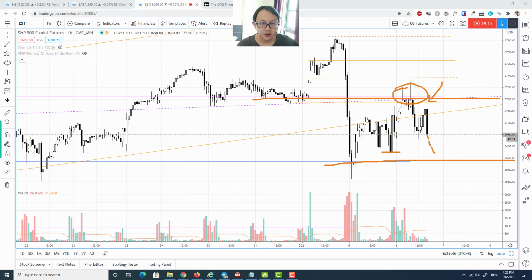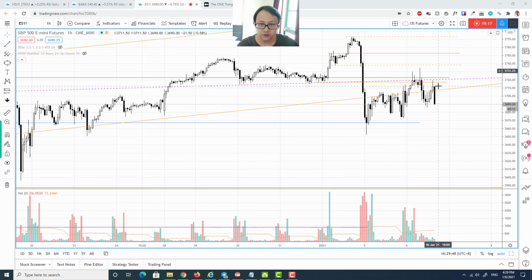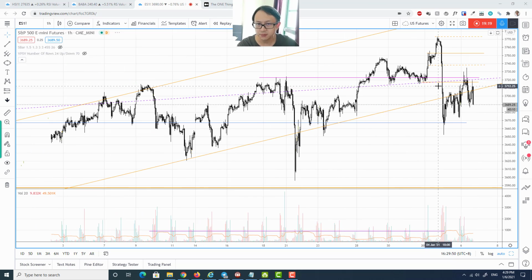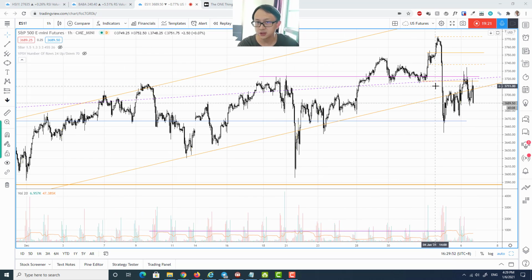Alright, so in terms of the overall trend, I think it is still up for the intermediate to the larger time frame, then definitely still up. For short term, it's kind of in the trading range, probably somewhere around 36.70 to 37.70.